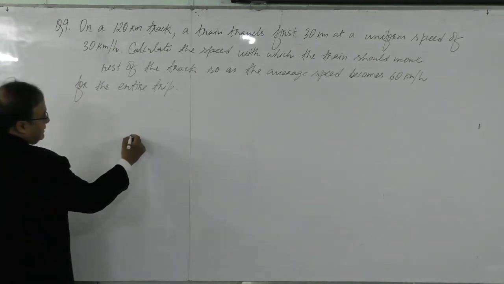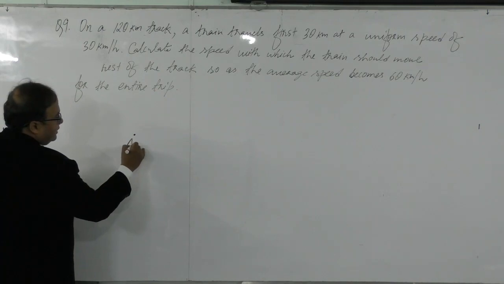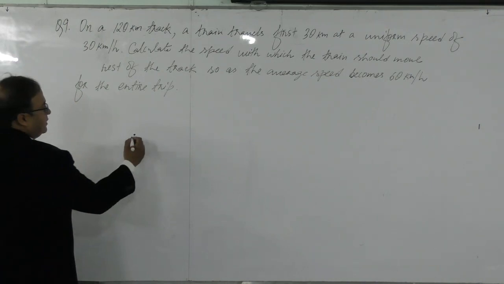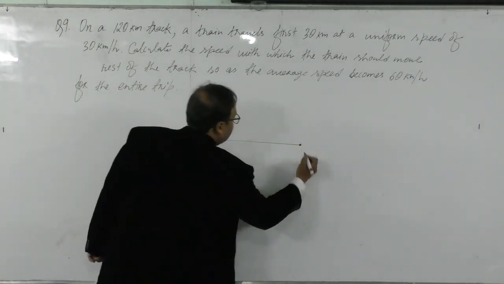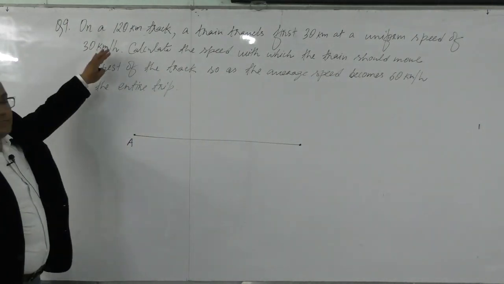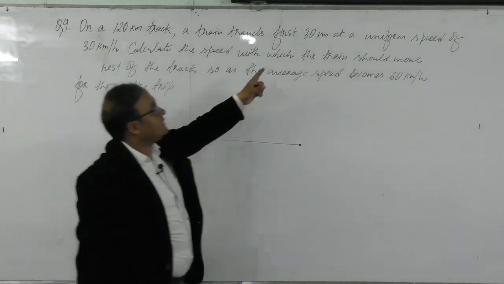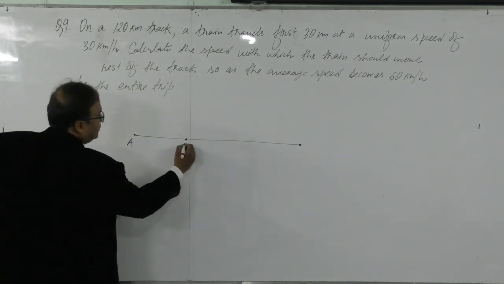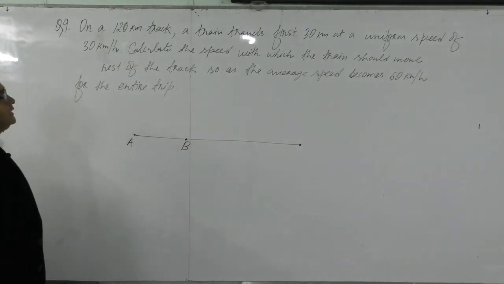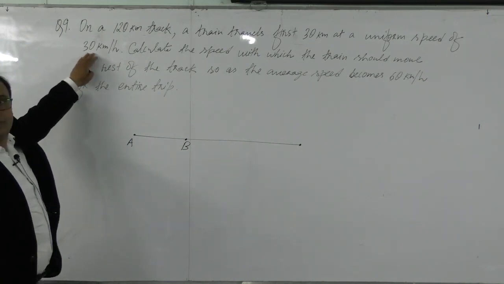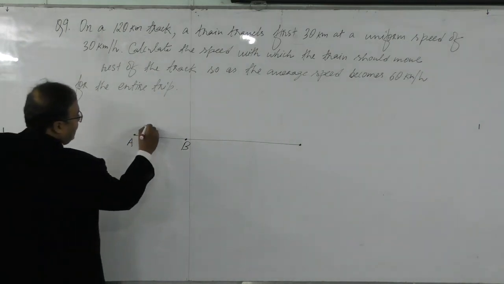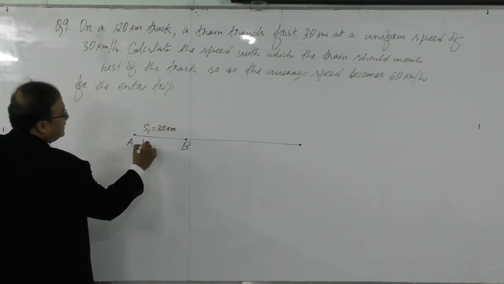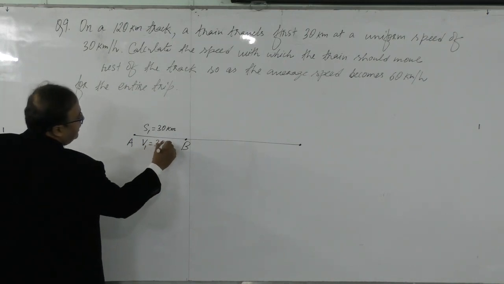So first, try to understand this question. Let the train start from position A. Total length of the track is 120 kilometer. The train travels first 30 kilometer, from position A to position B, at a uniform speed of 30 kilometer per hour. So S1 is the first 30 kilometer with a speed of 30 kilometer per hour.